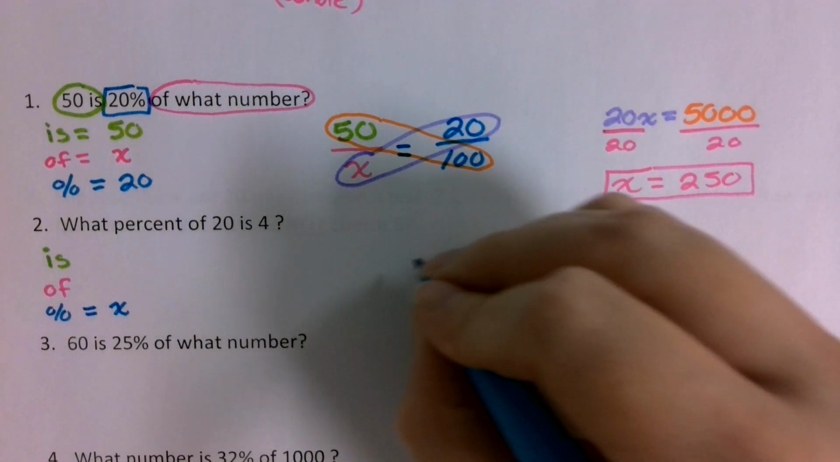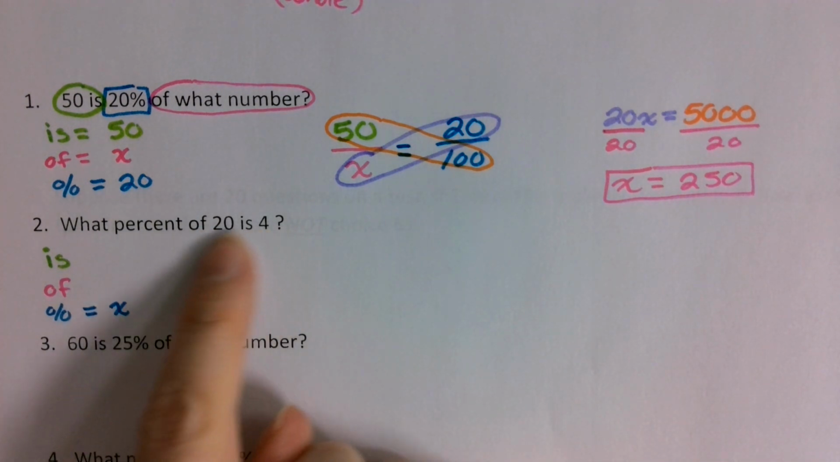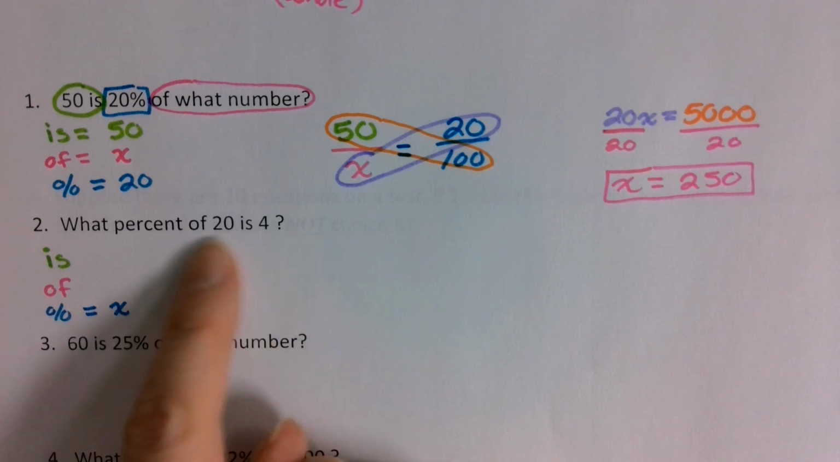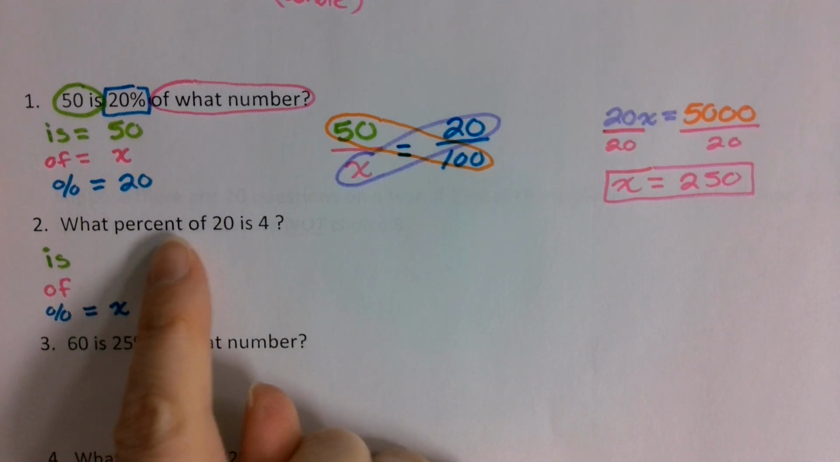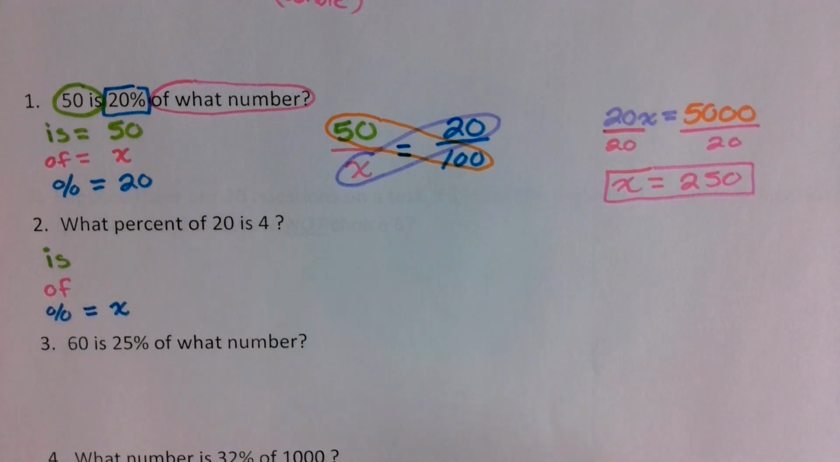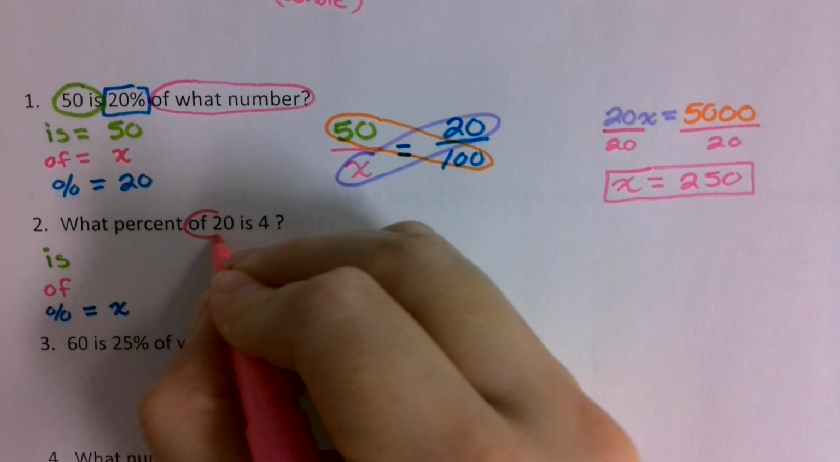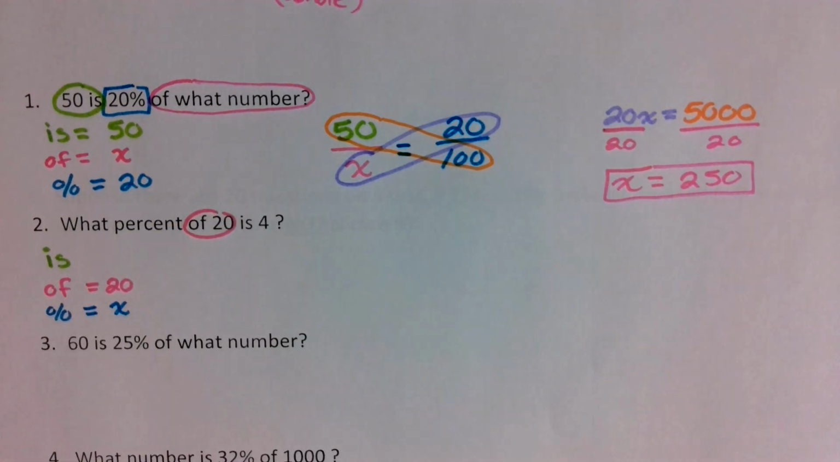So when I set up my proportion, I know that that percent over 100 is going to be an x over 100. So now I've got to identify which one of these values is my is and which one of the values is my of. So it says what percent of 20 is 4? 20 is going to be an is or an of? Of. It says of 20 is 4.